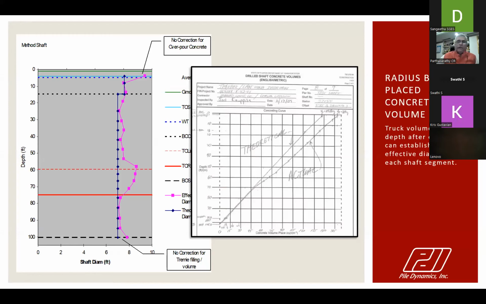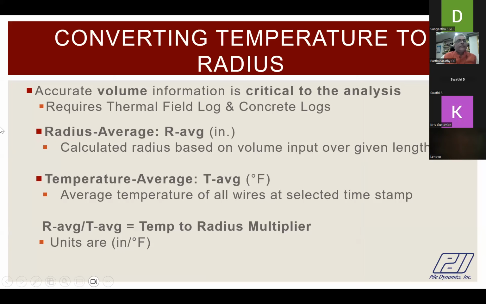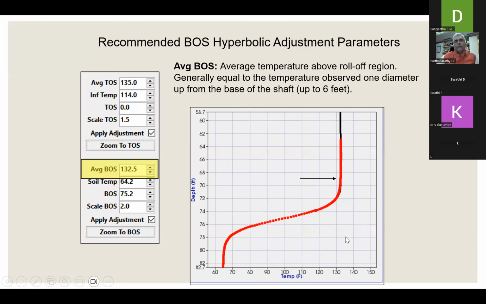So the volume of concrete is extremely important. We will have this average temperature related to the average radius like this. The accurate volume information is critical to the analysis and requires thermal field logs on concrete logs. The average radius is based on volume input over the given length. You have the temperature average, which we already saw from the wires that we select. And there is a temperature to radius multiplier. So this will help to arrive at the radius versus depth.